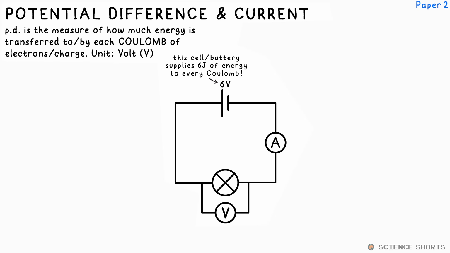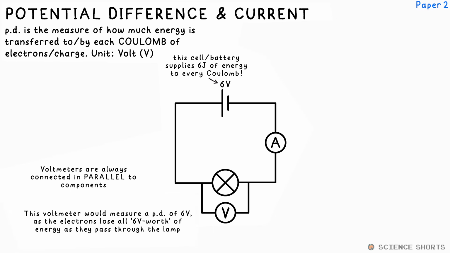We measure PD with a voltmeter. They're always connected in parallel across the component you want to measure the voltage of, the PD of. In the real world, that means the leads or cables from the voltmeter always piggyback onto other leads. If we put the voltmeter across the battery, it should measure 6 volts, right? Because 6 volts is supplied to the electrons in the circuits, 6 joules per coulomb. But put it across the bulb and it still says 6 volts. Why? Because the electrons have to lose all of that 6 volts worth of energy as they pass through.